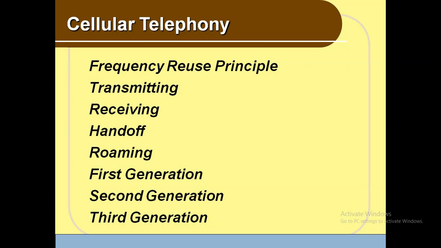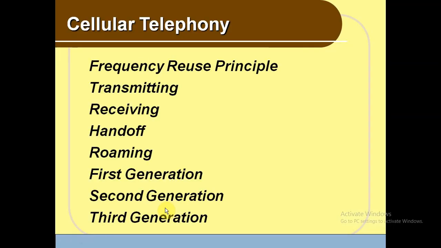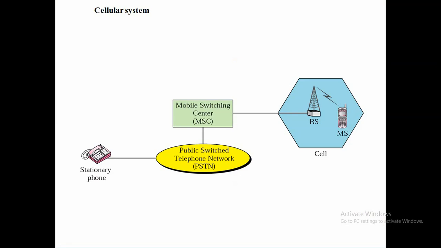Cell size is not fixed, and can be increased or decreased depending on the population of the area. The typical radius of a cell is 1 to 10 miles, and high density areas require smaller cells. Here is the frequency reuse principle. In cellular telephony, we cover the frequency reuse principle, transmitting, receiving, handoffs, roaming, and the generations, that is the first, second and third generations.